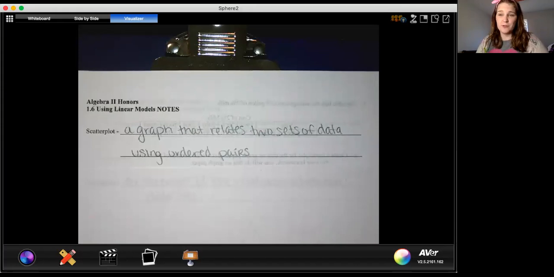So you all should be familiar with a scatter plot. It is a graph that relates two sets of data using ordered pairs. Okay, a graph that relates two sets of data using ordered pairs.